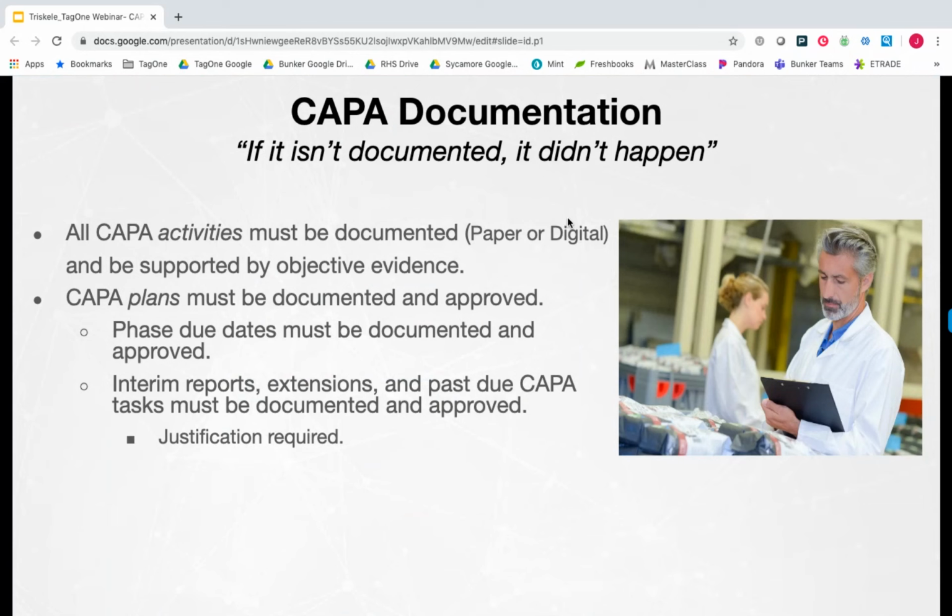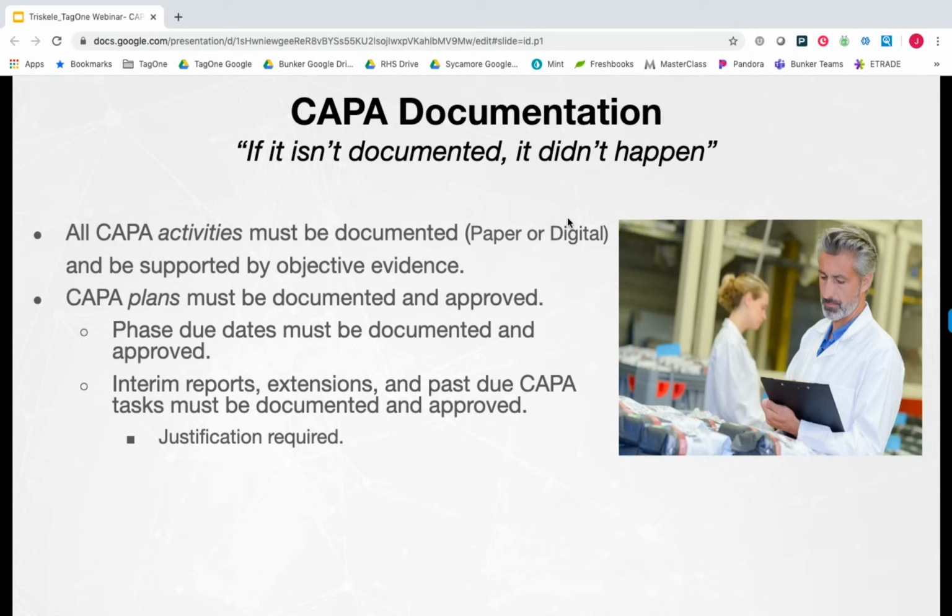Everything you do needs to be documented, again, from an auditing perspective. Primarily, they're looking for objective evidence for what decisions you're making as an organization. And CAPA is no different. So any decision made along the way with CAPA, the approval and agreement on what your scope is, the corrective actions you're going to implement, should be documented.